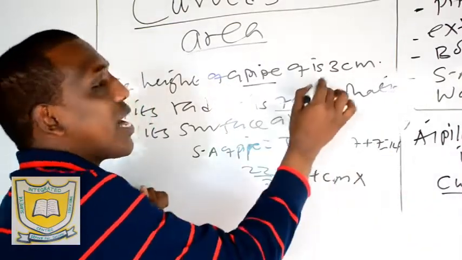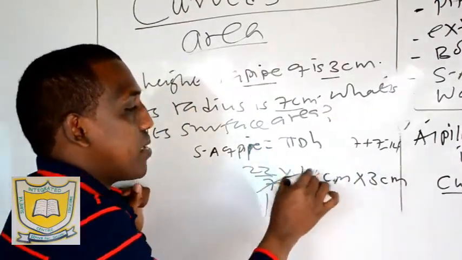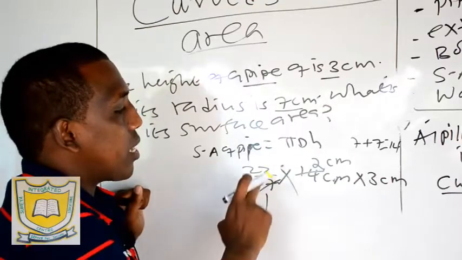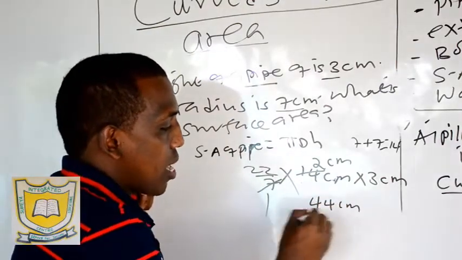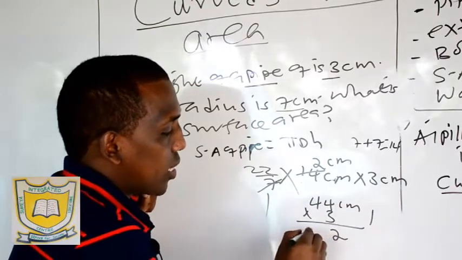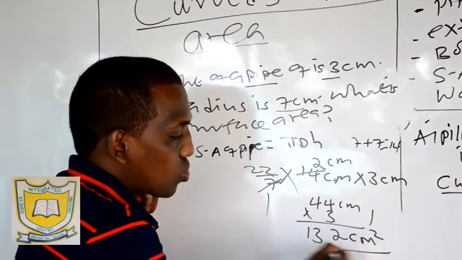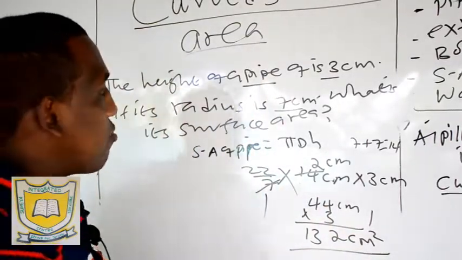Times the height, which is 3 centimeter. 22 over 7, 7 into 14 goes 2 times. 22 times 2 is 44. So 44 centimeter multiplied by 3 centimeter gives 132 centimeter squared. That's how we get the surface area of a pipe.